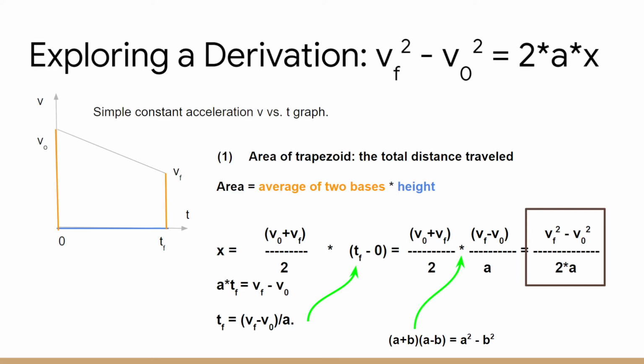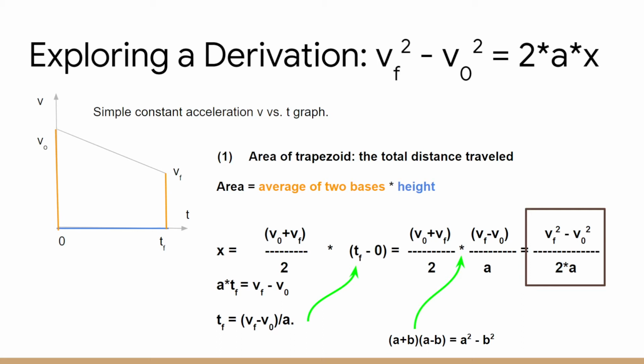That's the length of those two sides. And so if we want to calculate the area, we have to find out what these values are. Well, the average of the two bases is simple. It's going to be v initial plus v final over 2, right? For the height, however, we know that it's t final minus 0, as we can see on the graph.